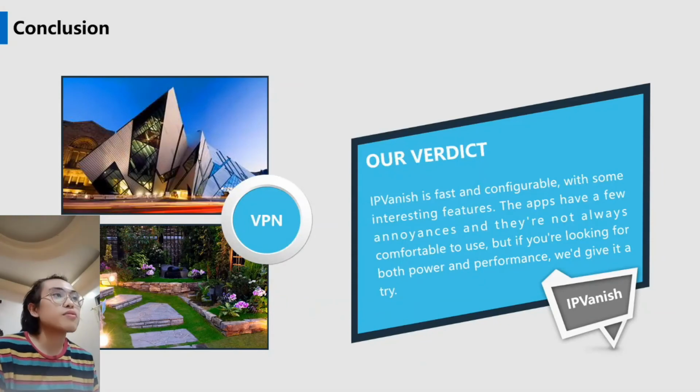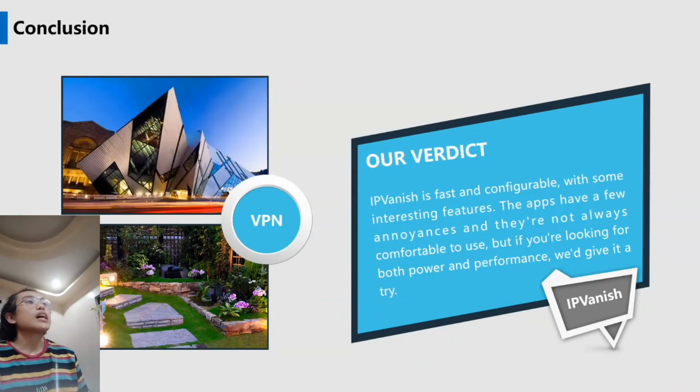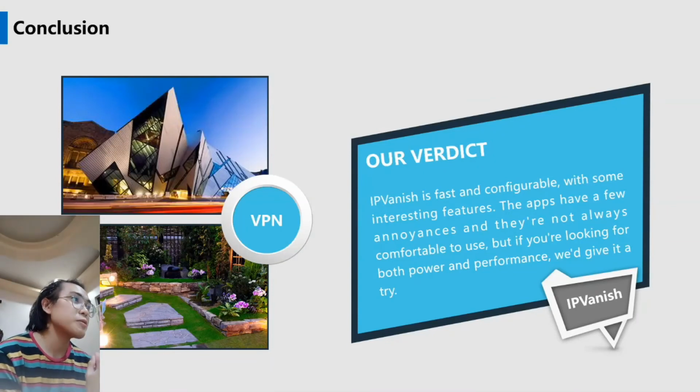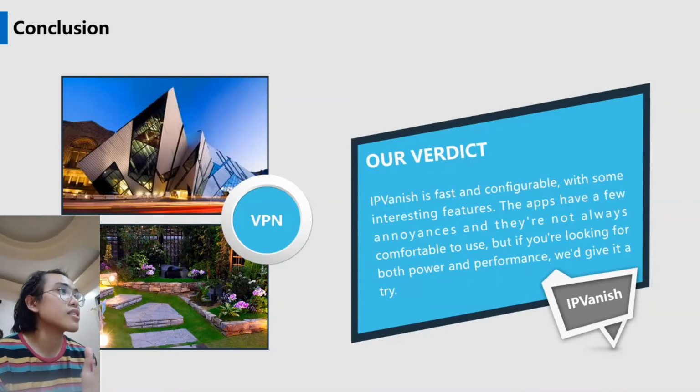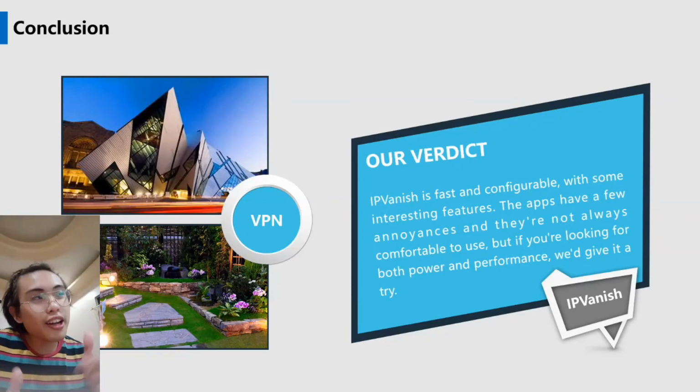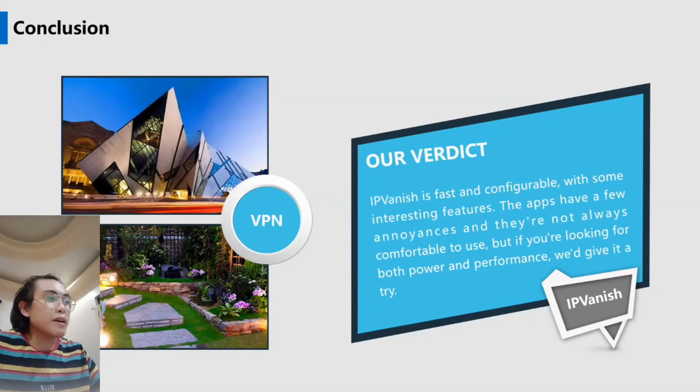So the conclusion for this VPN is that IPVanish is fast and configurable with some interesting features. Agree. From what I've read, it really is strong and powerful. The apps have a few annoyances and they're not always comfortable to use. But if you're looking for both power and performance, we'd give it a try. Yes, I would totally agree with this line. That's why it was rated 3.5 over 5.